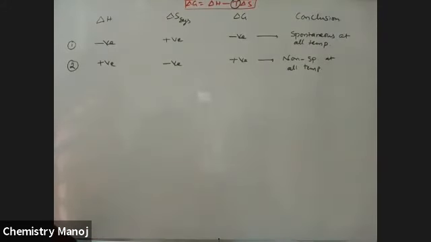That means the spontaneity is clearly explained only on the basis of delta G. Delta G is calculated with the help of delta H and delta S. Now I am taking one more case.